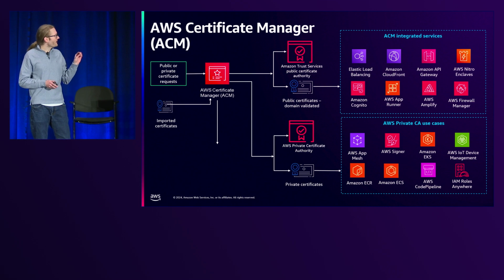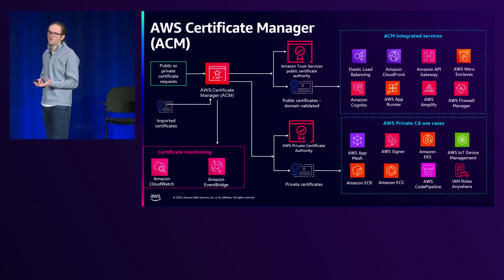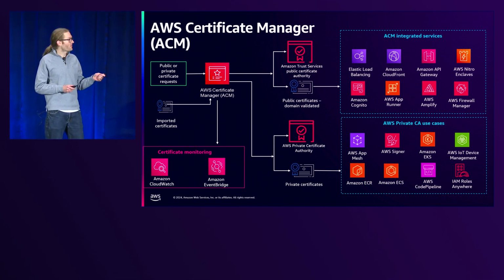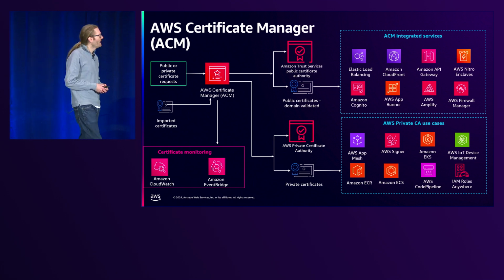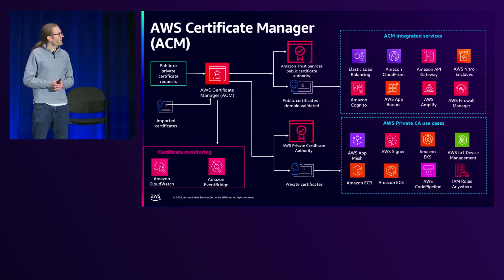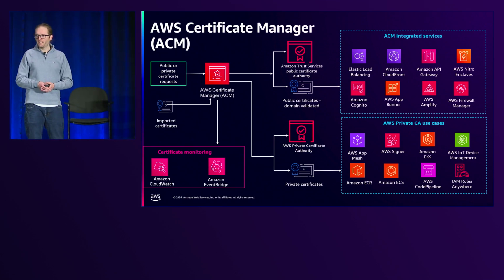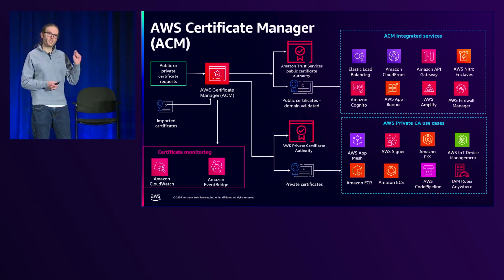The benefit that you get from not importing is managed renewal. Imported certs, we can't do that managed renewal, but certificates that you issue directly from ACM or Amazon Trust Services, we can handle managed renewal on those integrated services like ALB. So you request these public certs, and again, you can associate them with things like a CloudFront distro or an API gateway. And you can also issue private certs, and those private certs come from private CA on the back end.